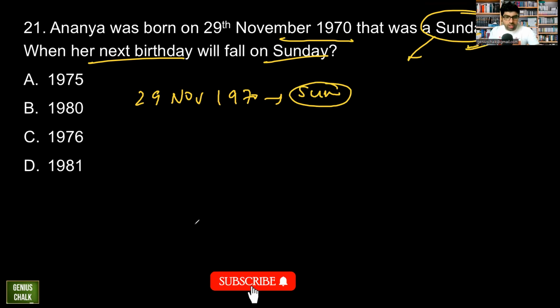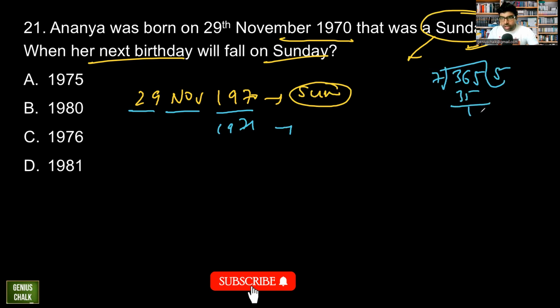And the concept is leap year and ordinary year. Let's try. You know that this 29 November 1970 is a non-leap year. So 1971. Logically, you'll do like this. You know, in a non-leap year, 365 days, if I divide by 7, then I have one odd day, right? I guess you know this, one odd day. So in the next year, 29 November, her birthday will be on Monday, right?